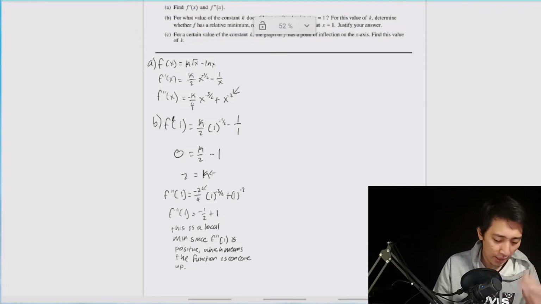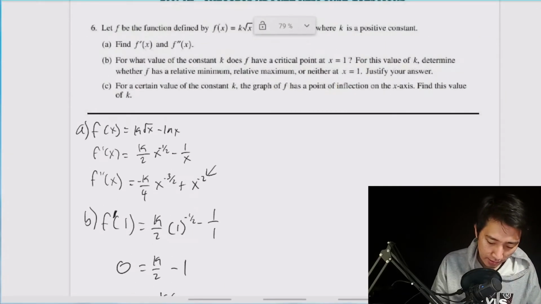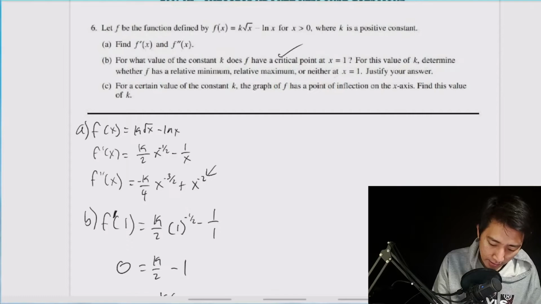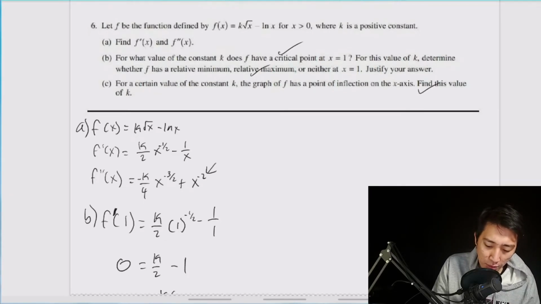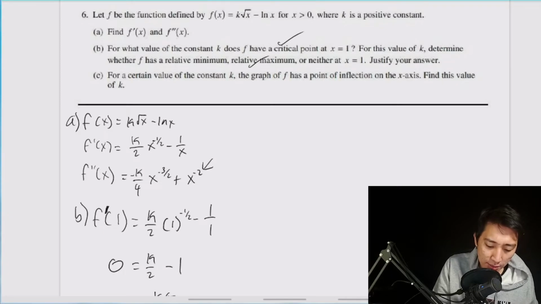Okay, again, all that for B. So we did that. Minimal, maximum, neither, did that. And then finally this over here, for a certain point that has an inflection point on the x-axis. Okay, so this one is kind of irritating.